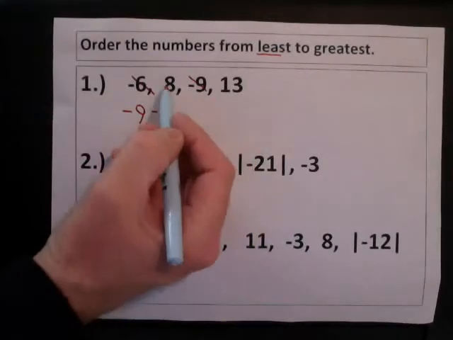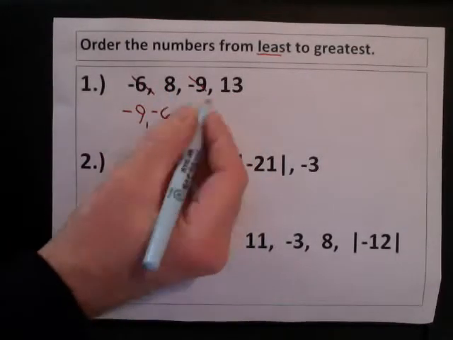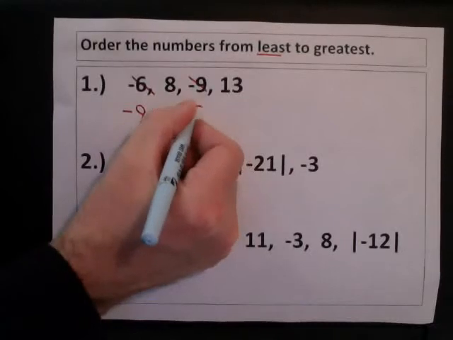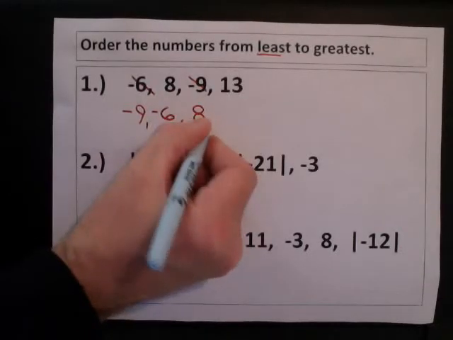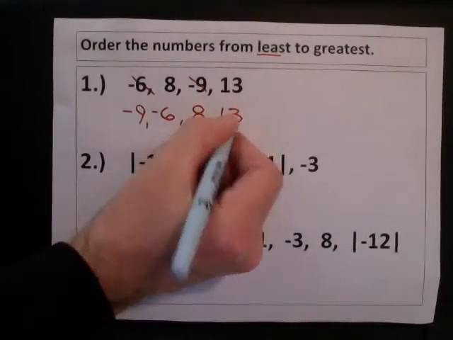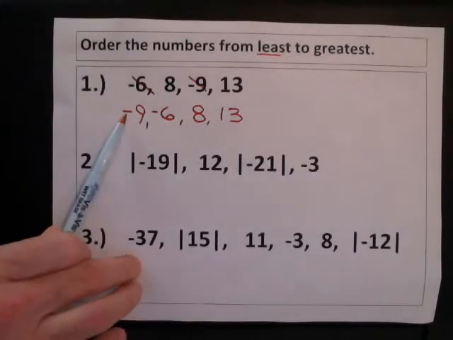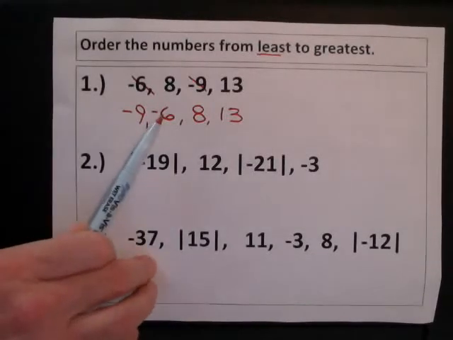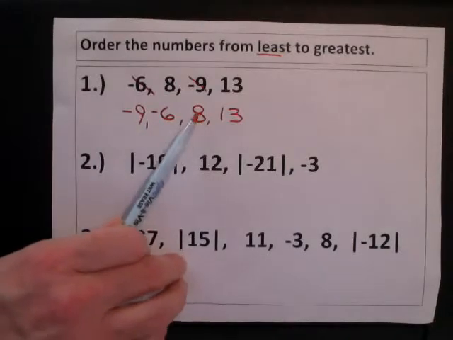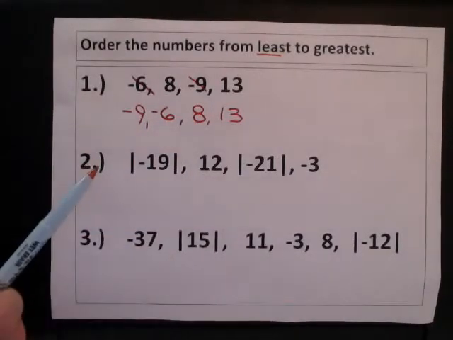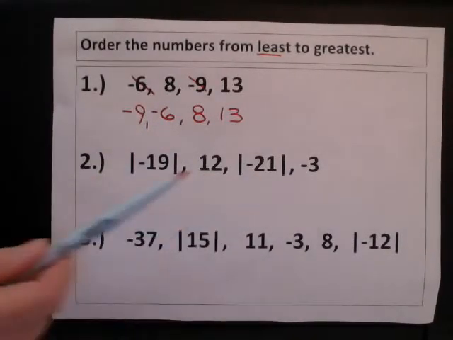And then we'd simply say, okay, which is greater, 8 or 13? And in this case, the positive 8 is less than the positive 13. So the order of these integers is negative 9 is less than negative 6, negative 6 is less than 8, 8 is less than 13. Okay? So now we come down and look at number 2.